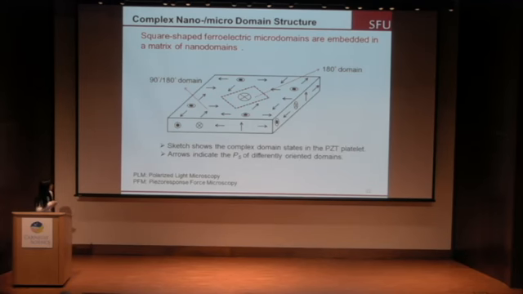So here, in the square region, we only have one domain, so it should be a 180 domain. And in this region, there are tetragonal nanodomains, so we have both 90 and 180 domains. The arrows here indicate the polarization direction of the domains.